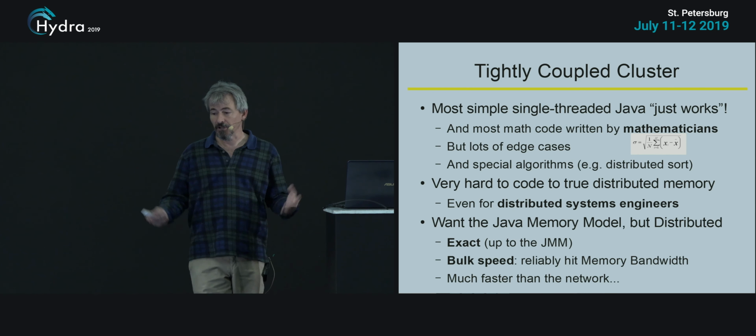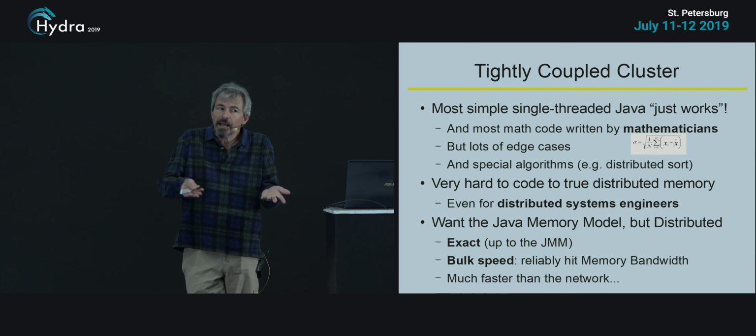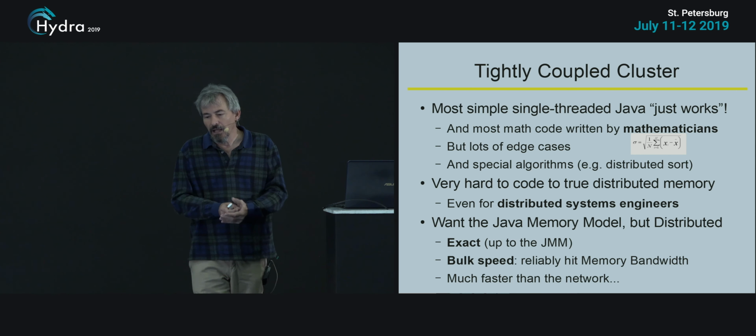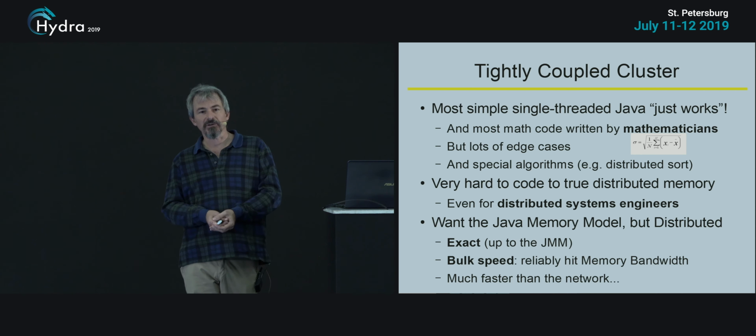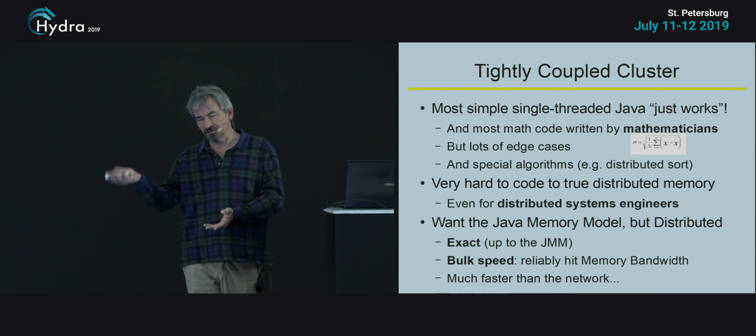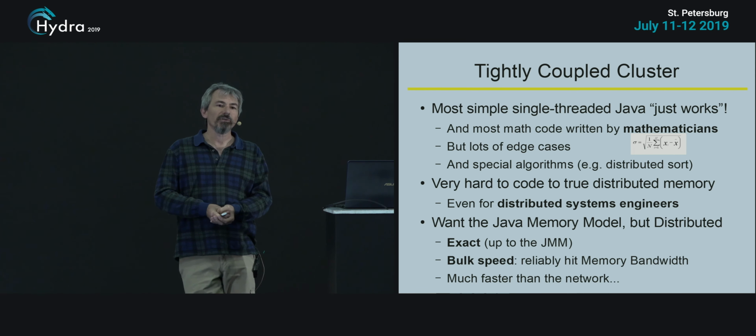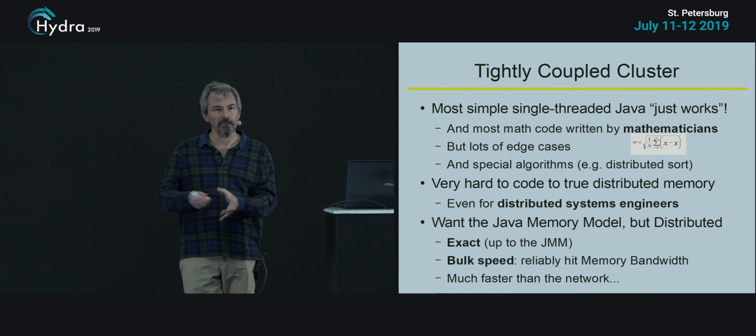There's lots of code that gets written, most of it by mathematicians who are not actually distributed systems engineers. There are a lot of edge cases you have to take care of. There's some special algorithms that are not typically written by mathematicians, such as distributed sort. So it became difficult in the early eras of H2O to have people try to code to distributed style, and we kept wrestling with how to make that work.